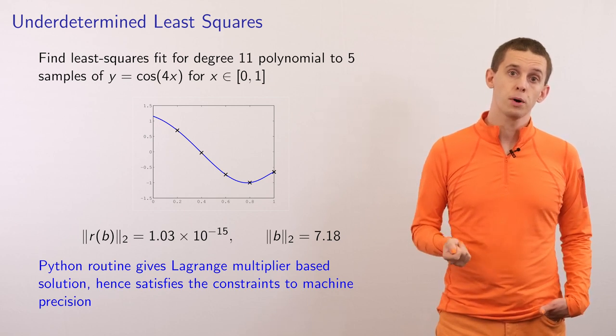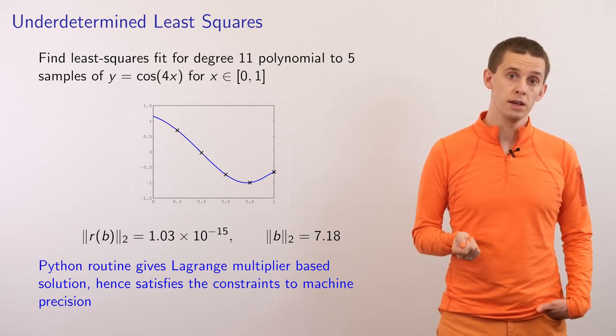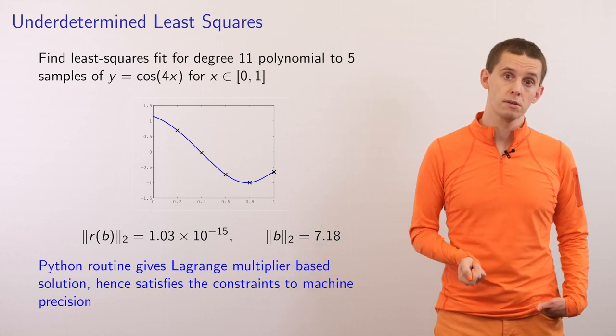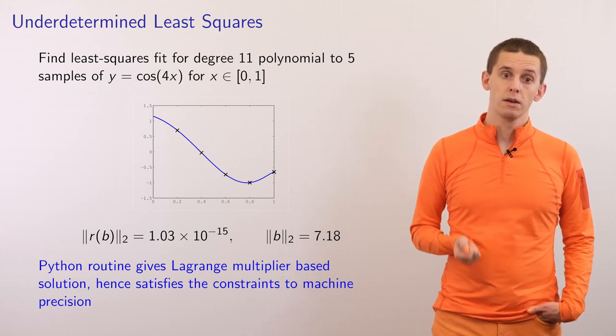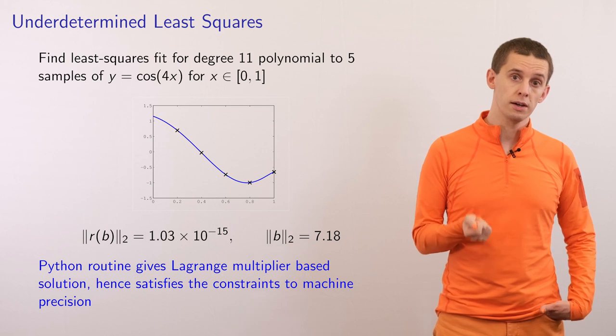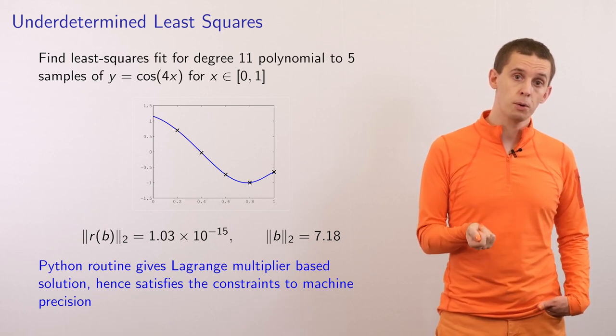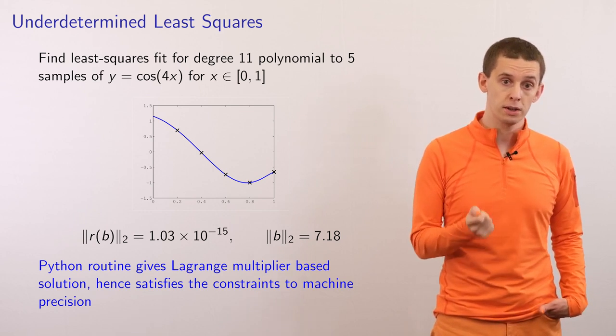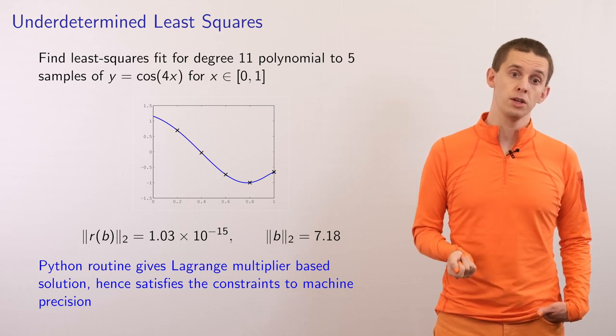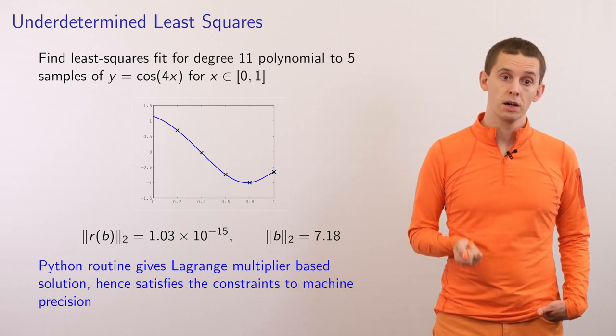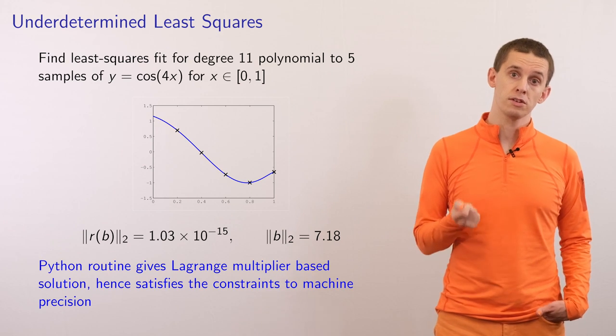So our Python program can also solve the constrained case, and here we're going to satisfy our data points exactly, and our residual in this case works out at close to machine precision. And our b vector in this case works out as 7.18.